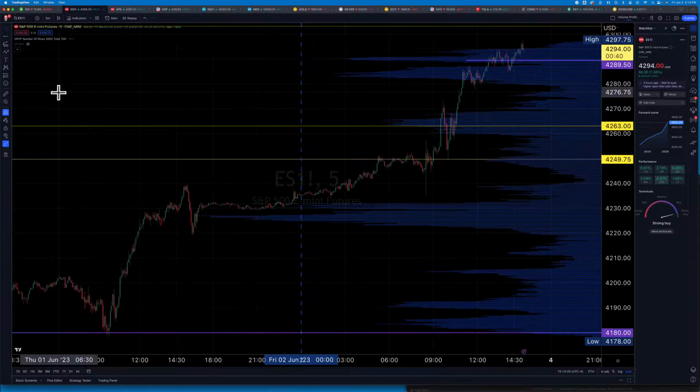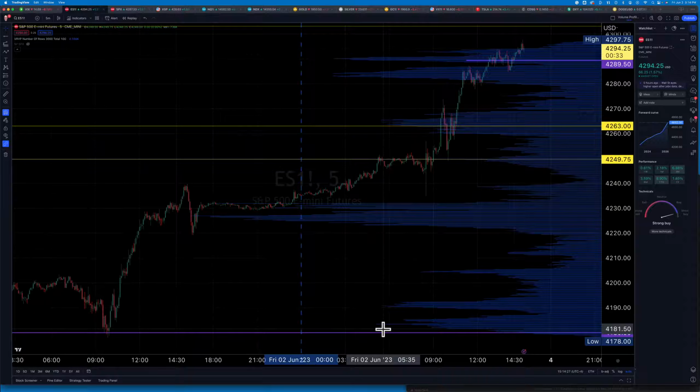This is a 5-minute chart. Now you'll notice that there are these lines that I've drawn here, these yellow lines and purple lines, and you'll see how that becomes very important.